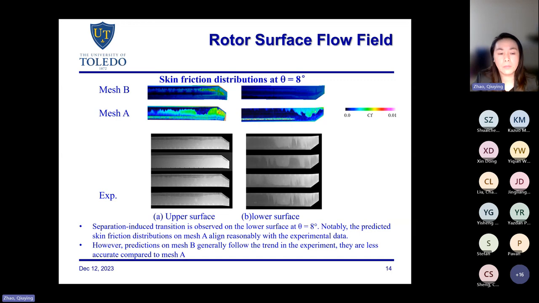Okay. From here, we can see the separation-induced transition can be seen on the lower surface for this pitch angle, which is 8 degrees. And the predicted skin friction distribution on the finer mesh A agrees reasonably well with experimental data. We can see those details of the separations on the experimental photos along with the lower surface of our CFD solver. And we do see on the upper surface the transition phenomena compared with the experimental data.